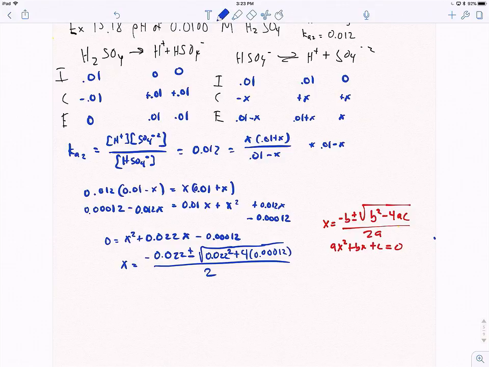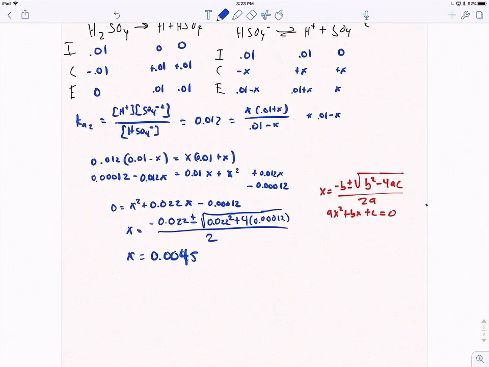b squared, minus 0.022 plus the square root of 0.022 squared, and x equals 0.0045. Okay.